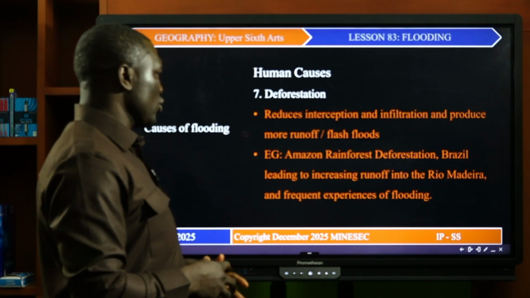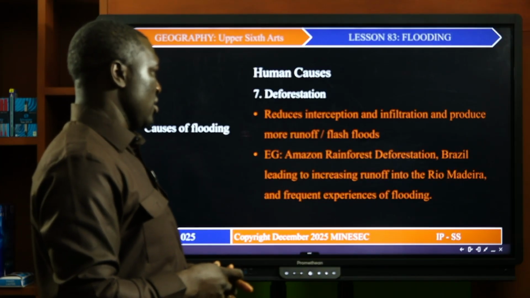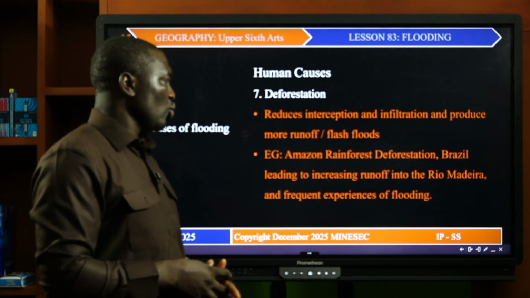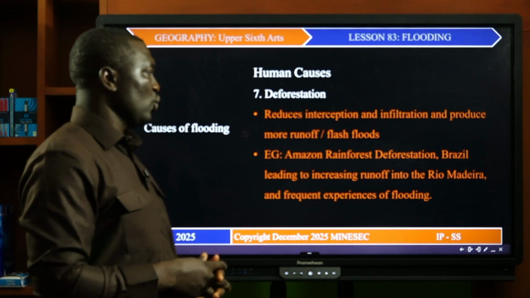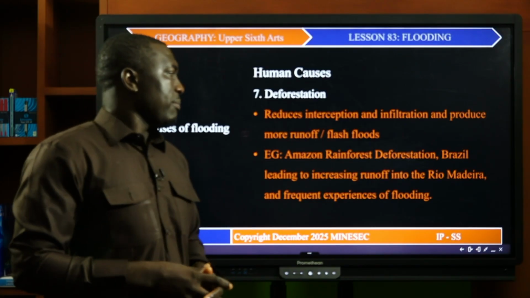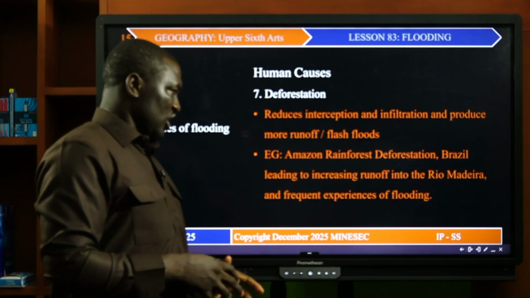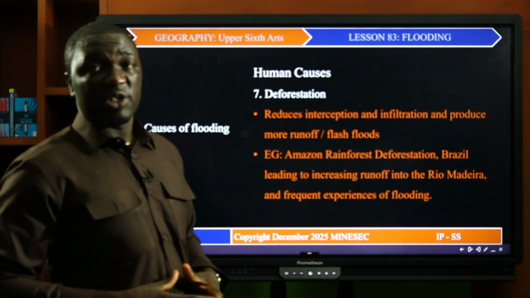An example is in the Amazon rainforest, with deforestation around Brazil leading to an increase in runoff into Rio Madeira and frequent experiences of flood.